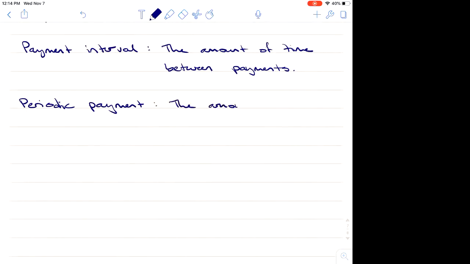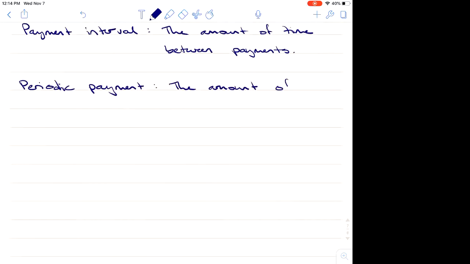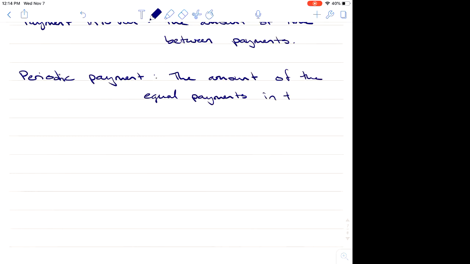And that's just the amount of the equal payments in the annuity. We're going to be denoting it by PMT. We've seen that PMT button. We've ignored it until now. But that's the amount of each of these equal payments.